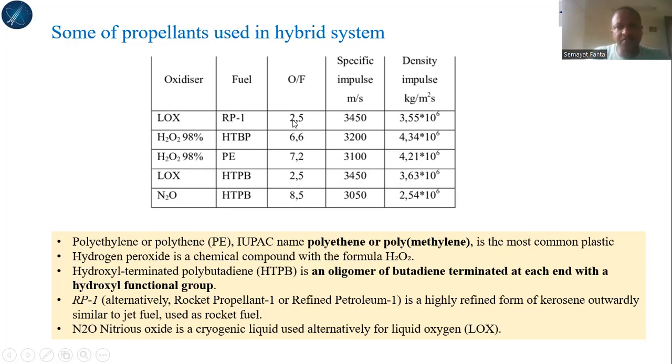This is 2 to 5, 6, 6, meaning the oxidizer to fuel ratio. 7 to 2, 2 to 5, 8 to 5. So you can check, and some designer must decide what these things are. Okay.